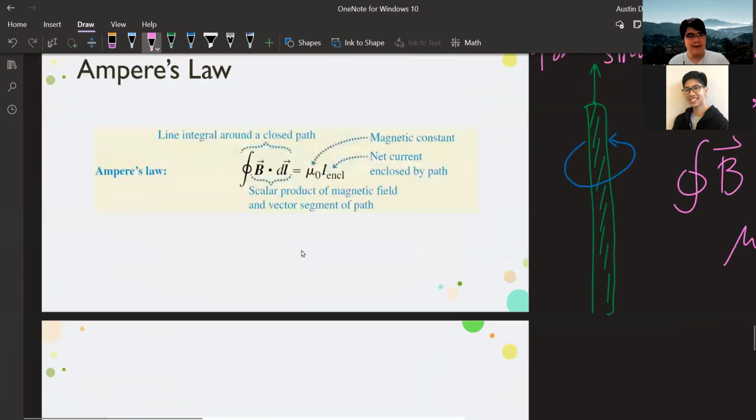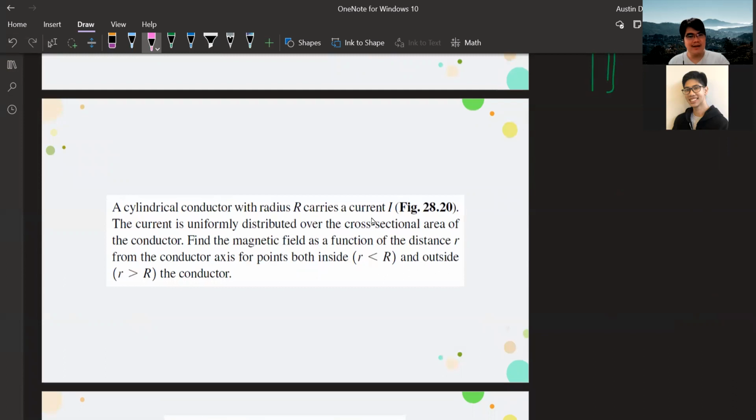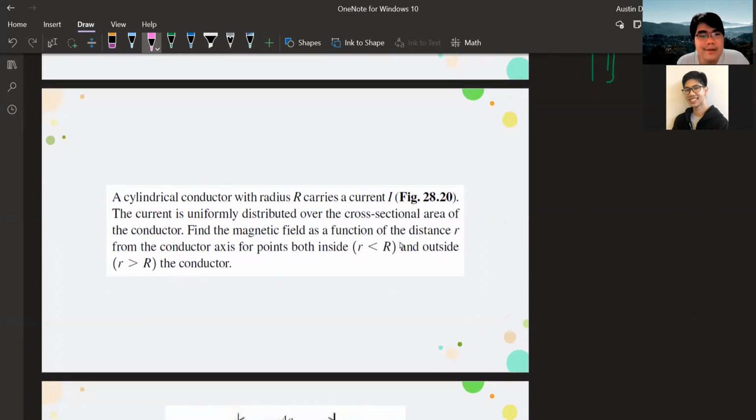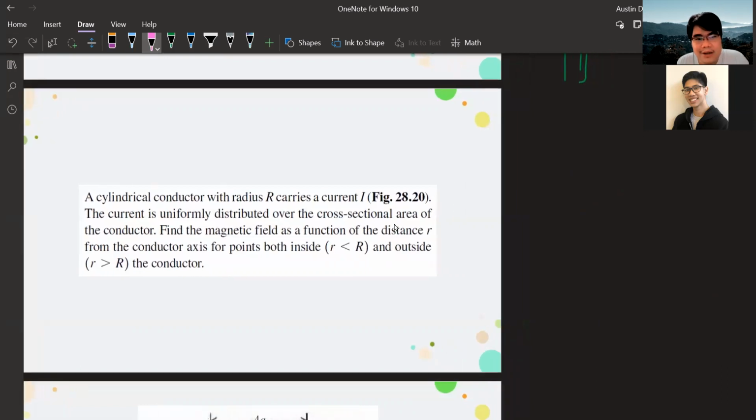Ay, hindi ko nalagay yung picture. Basically, yung conductor mo hindi na siya wire. It's a cylinder. So thick na siya, makapal siya. Okay, and then the current is now uniformly distributed over the cross-sectional area of the conductor. Walang sense ng over the volume, no? Paano mo i-imagine yun? Nag-gets ba kung bakit hindi siya over the volume?